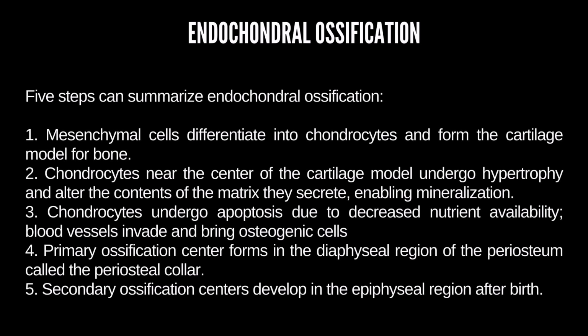Chondrocytes in the center of the cartilage model undergo hypertrophy, meaning they enlarge and begin to mineralize the surrounding matrix, essentially turning it into bone. As the center of the cartilage model becomes bone, chondrocytes around it die off, creating spaces for blood vessels to invade. These vessels bring osteogenic cells, which are essential for bone formation.